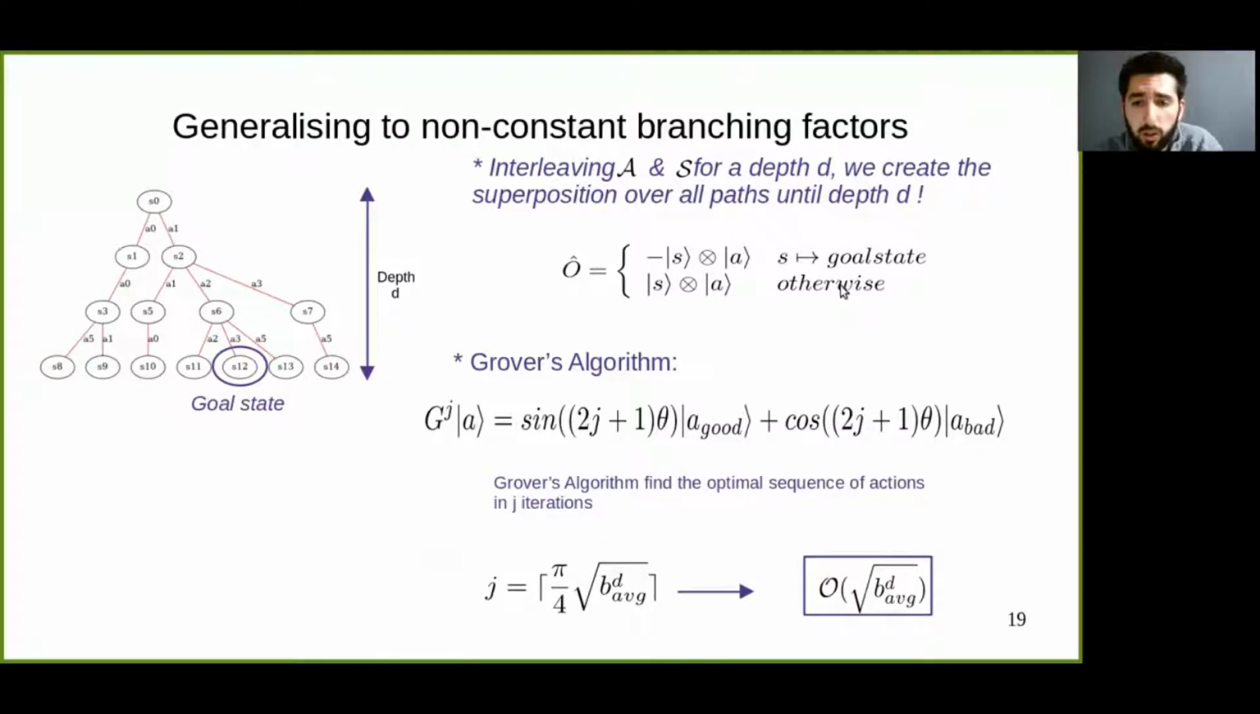Just need to build an oracle that inverts the phase of the quantum state that has the correct goal state, and then apply j iterations of Grover's algorithm in order to amplify the amplitude of the sequence of actions that lead to the goal state. And once we solve for j, we find that we need the square root of the average branching factor to the d in order to reach the optimal sequence of actions that lead to the goal state. And so, this way, we have a quantum algorithm that solves quadratically faster for the optimal sequence of actions in any type of branching factor tree.